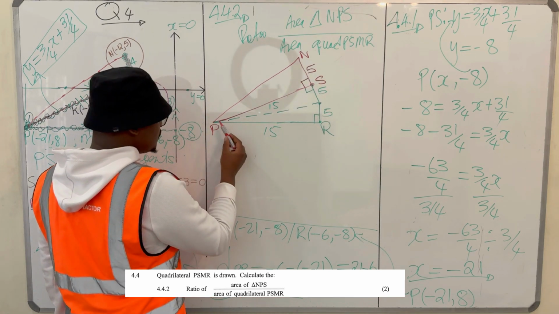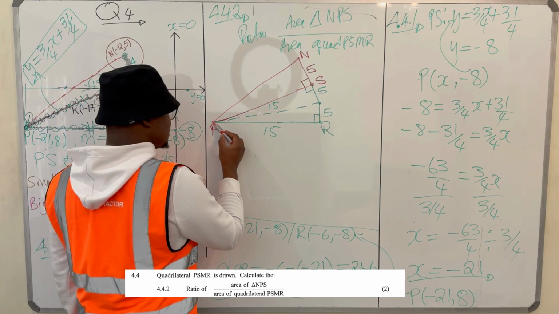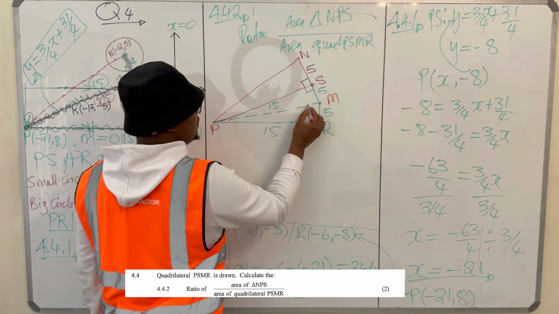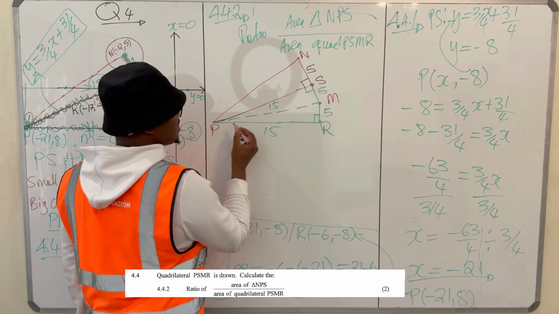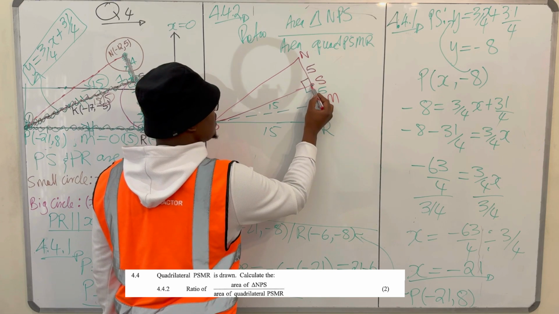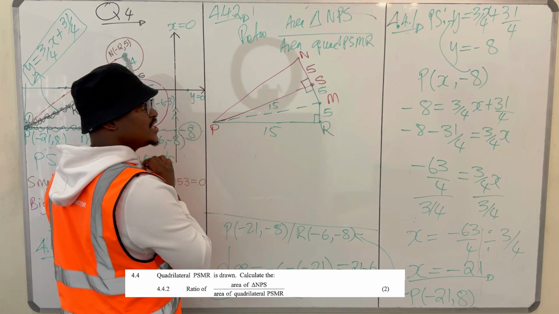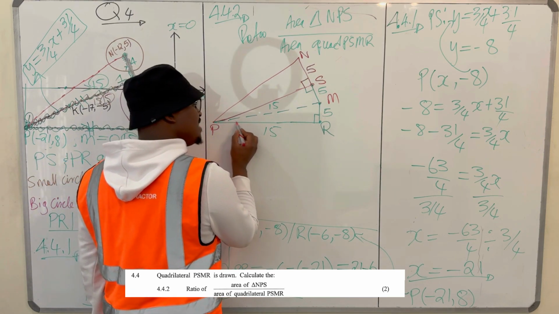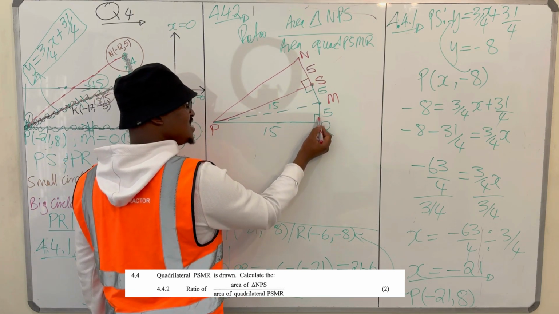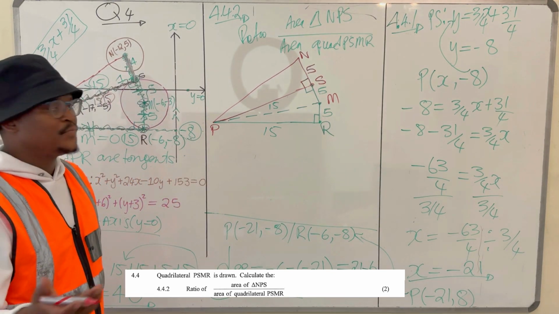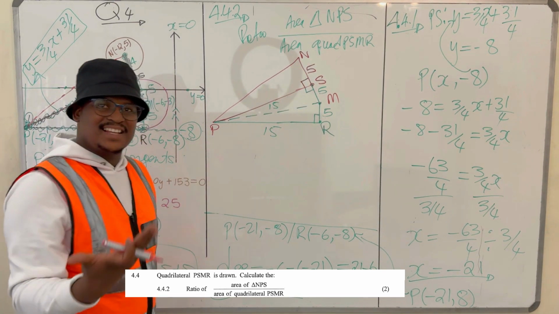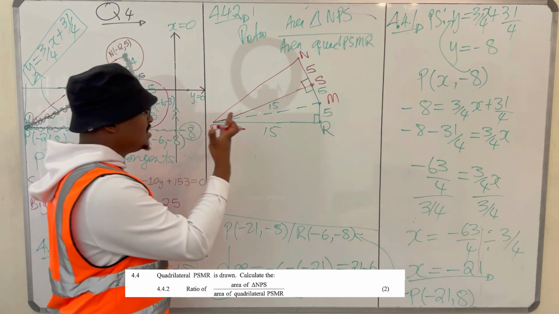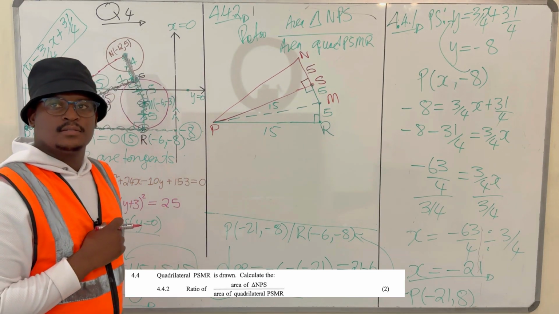Look at this one, triangle PSM. The base of PSM is 15. The perpendicular height is 5 units. Look at this one down here. The base is 15 units and the perpendicular height is also 5 units. So these triangles are all exactly the same. They are congruent. All these triangles are congruent, right?